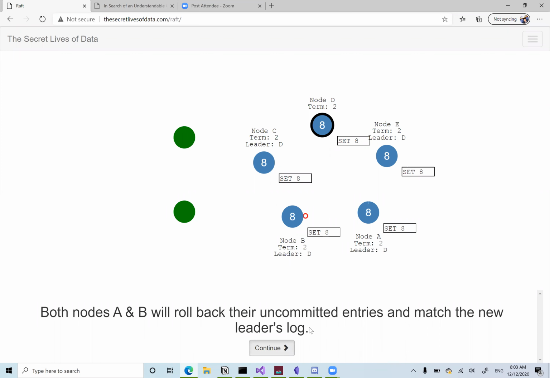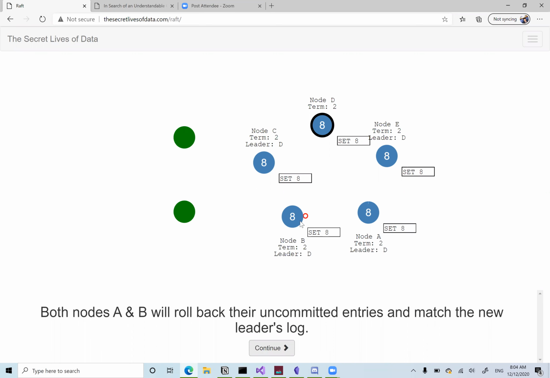How would they roll back an uncommitted entry? Okay, right. So they never commit any entry when the network partition happens, right? They might receive the request but never commit it. Yeah, so they never committed the value.